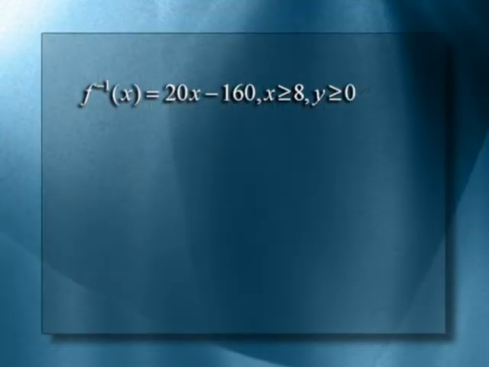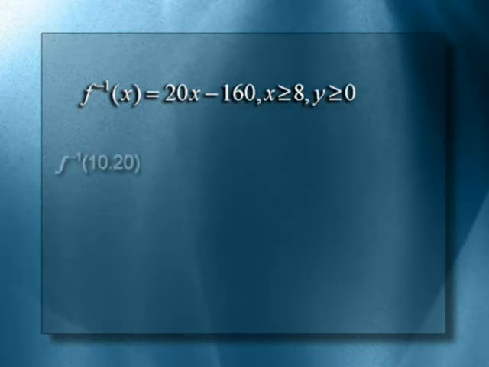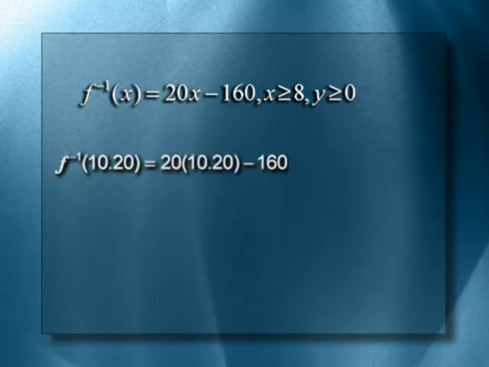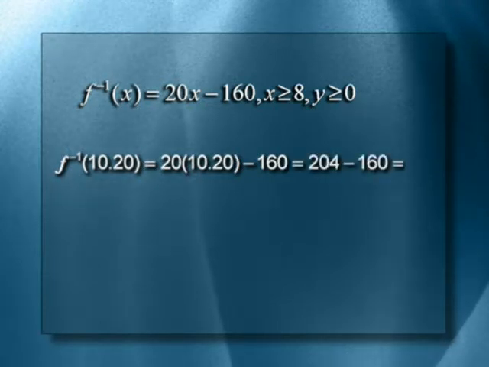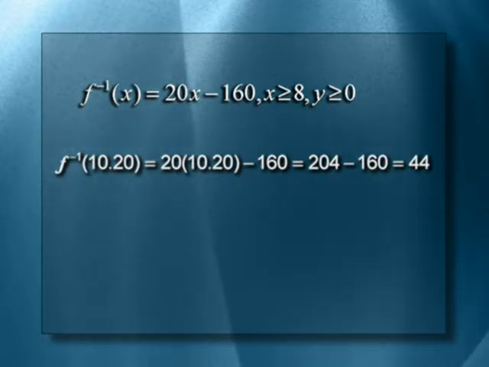Okay, we can now answer the question. They paid me $10.20. How many hamburgers did I sell? Well, plug in 10.20 into this equation, and you get 20 times 10.20 minus 160, which turns out to be 204 minus 160, or 44 hamburgers. I must have sold 44 hamburgers that hour to get the $10.20 paycheck for that hour. Kind of a nice application of inverse functions, and you can imagine in real life these would be much more complicated.